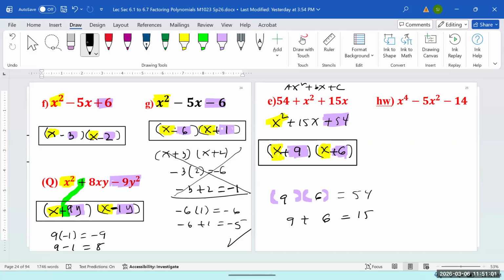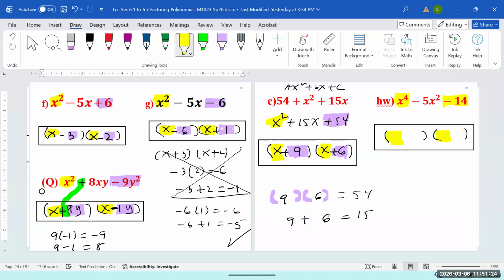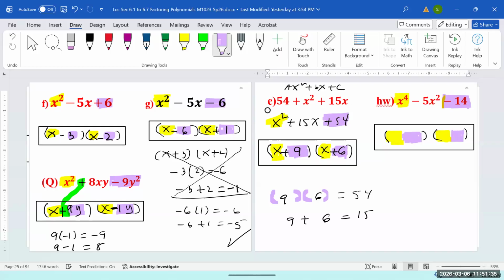Now, following the same concept, we are going to have two factors for the last one. Split your first term into two pieces evenly and split your constant term into two pieces evenly. So who'd like to try this one? Meryl.